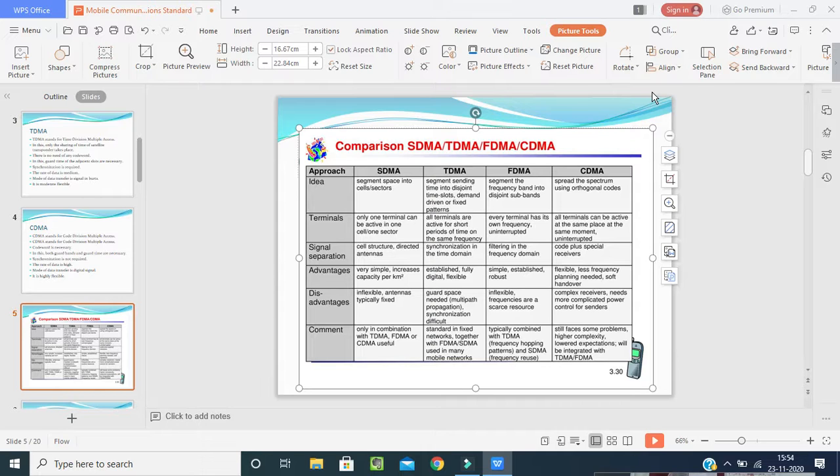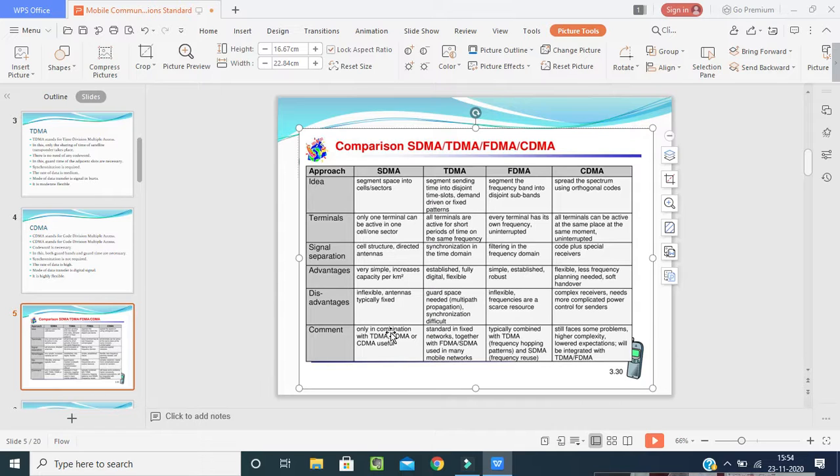Another thing, what is the signal separation? Cell structure will be there, and directed antennas should be there, that means we need antennas. What are the advantages? It is very simple, and it increases capacity per square kilometer. What are the disadvantages? It is inflexible.